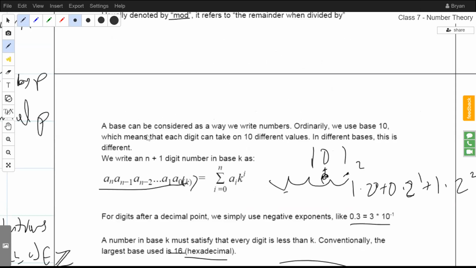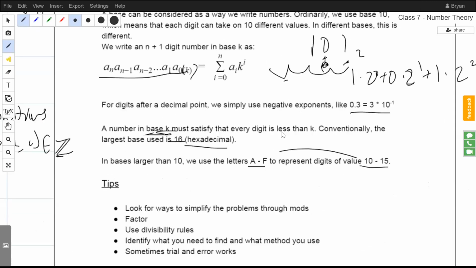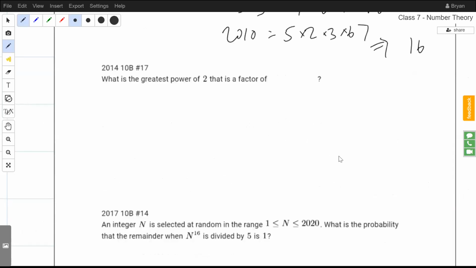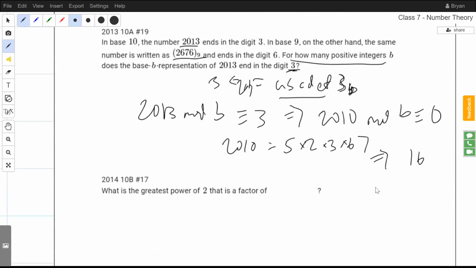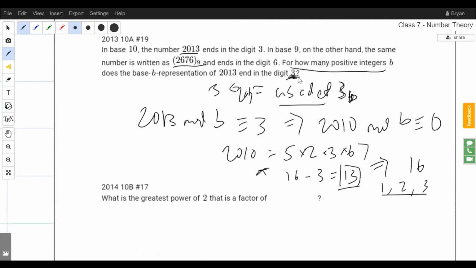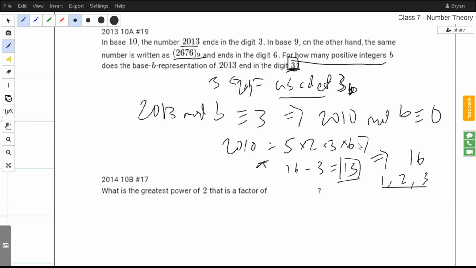Realize that every digit of this number must be less than the base, right? And we know that 3 must be a digit here. So actually, we need to subtract 3 of the bases, because 1, 2, and 3 are all factors of 2010, but none of them will work because the digit must be less than the base. So then it would be 13. So it's actually 16 minus 3. That's the one caveat with base problems. You have to be careful that it actually works, as in none of the digits are greater than the base. After that, you're okay.